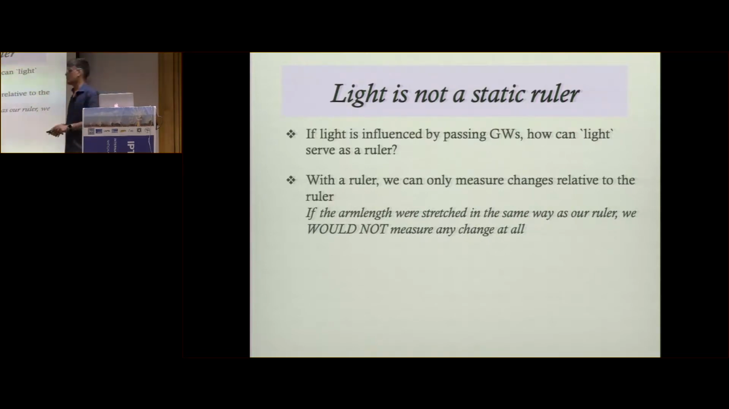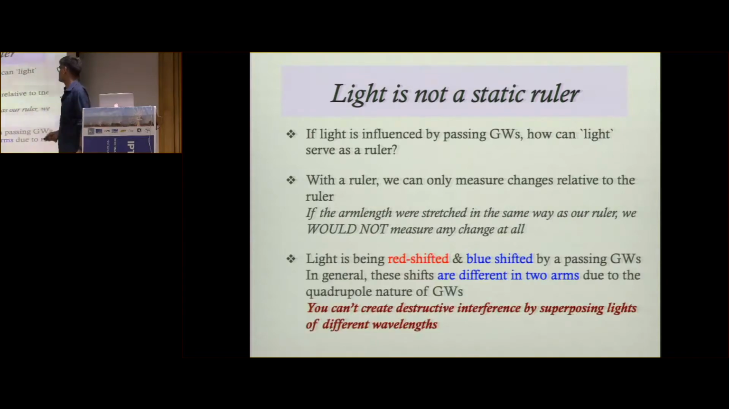This is always going to be a problem, and we need to think about it, because in the PTA we argue that pulsar signals are blue shifted and red shifted. This actually happens in the case of LIGO too. So if the arm lengths were stretched in the same way as our ruler, we are not going to see any gravitational waves. But that's not what we are talking about here. We are not using light as a static ruler.